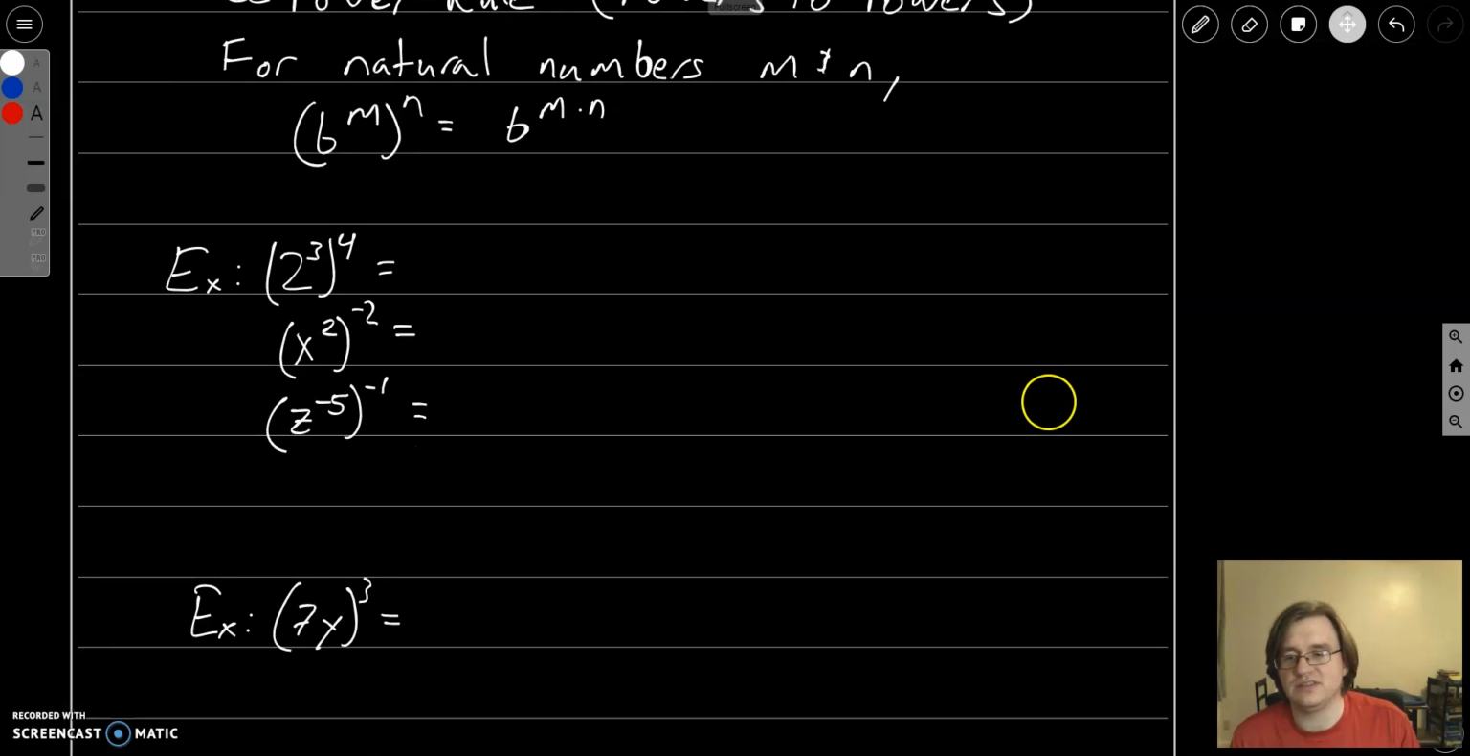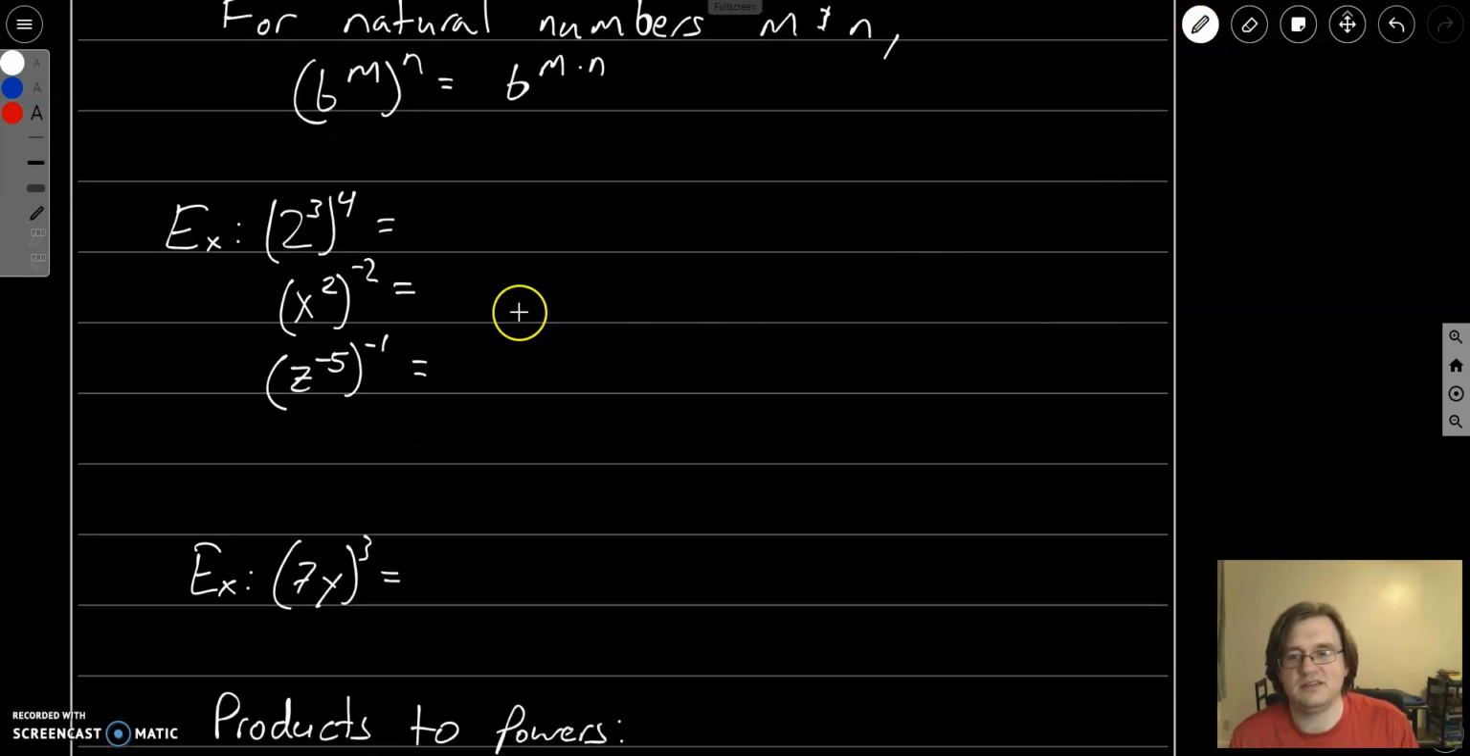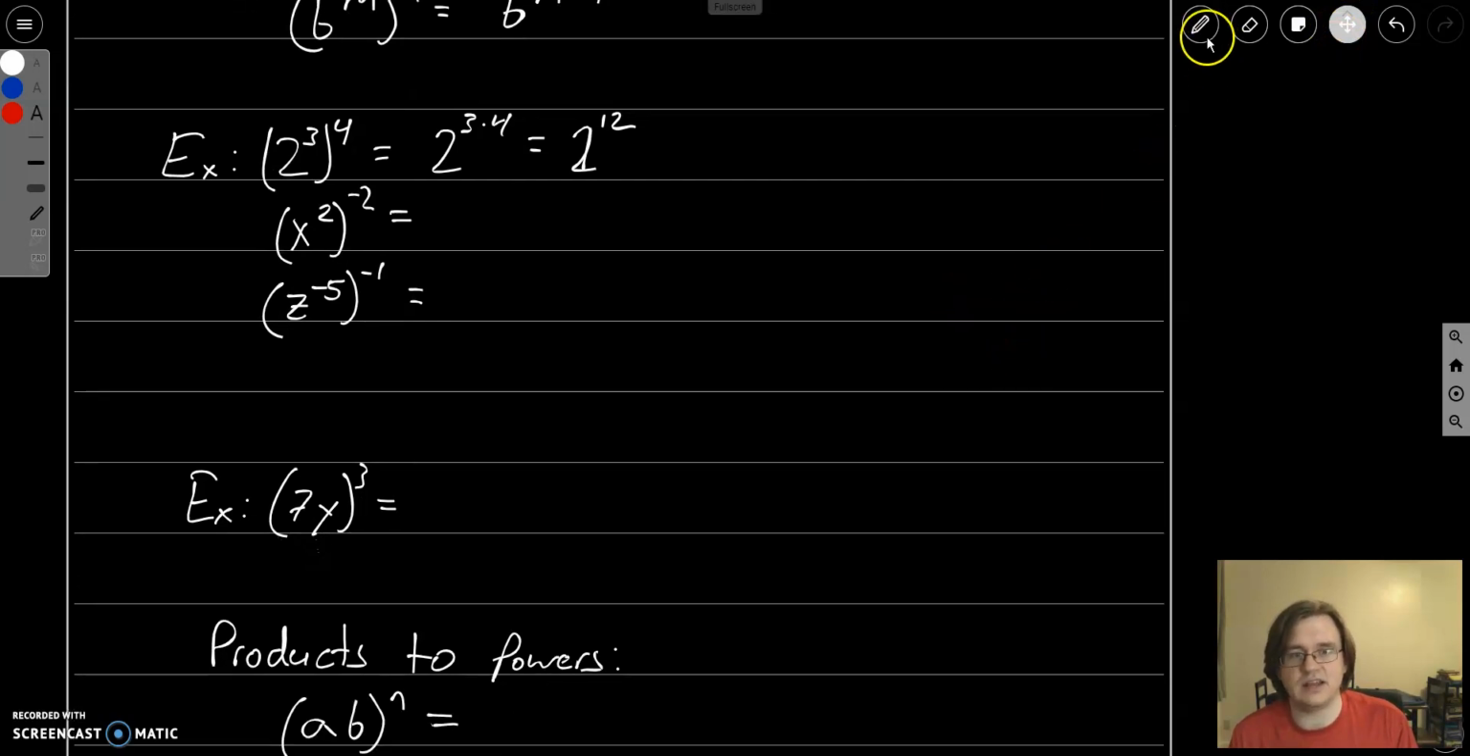So let's use this to simplify some expressions. Here I've got 2 to the third power to the 4th power, and without having to write down 2 to the third power 4 times and count how many 2's there are, I know that there will be 2 to the 3 times 4th power, and 3 times 4 is 12. So this will be 2 to the 12th power, which I believe is something about 4,096. But I'd have to get a calculator out to check that.